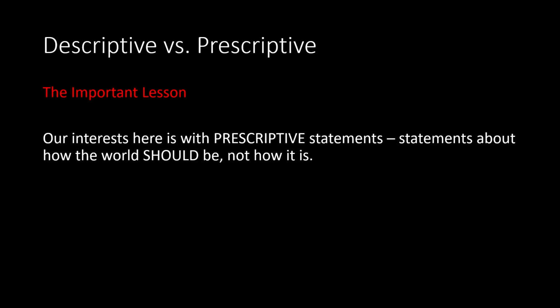Our interest here in these videos is with prescriptive statements, statements about how the world should be, not how it is. What makes a prescriptive claim true or false? Can they even be true or false? Assuming that they can be true or false, what kinds of evidence should we be looking for? Also assuming that they can be true or false, which prescriptive claims are true and which are false? If you want to study how the world is, take a science class. We're going to be talking about how the world should be.